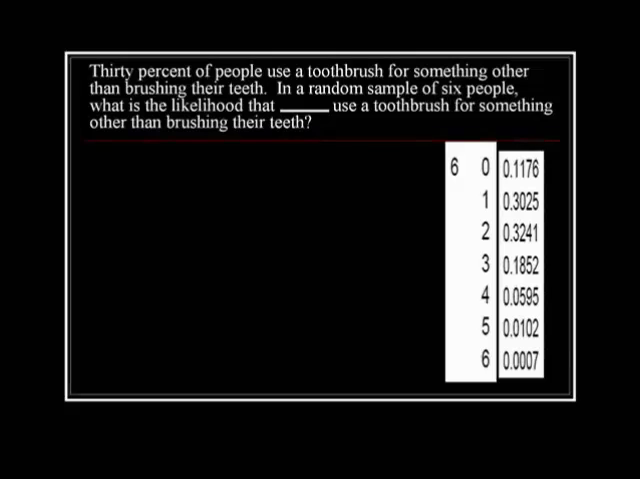Go back to your binomial table and make sure that you can get to the right spot here, and you can read and write that probability distribution using the binomial table. And once I'm to this point, then I can start asking questions like, what's the probability that exactly 2 use a toothbrush for something other than brushing their teeth? You can just read that off. It's 0.3241.